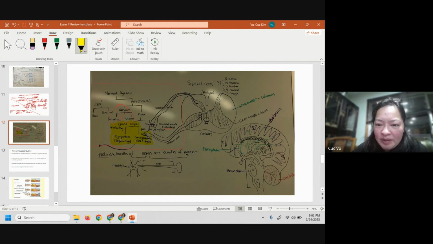Make sure you know about the spinal cord over here, how many nerves you have, the parts of the spinal cord, and how a neuron, whether it's a sensory or motor neuron, would fit into it. Okay, then know the parts of a neuron: the dendrites, the soma, and the axon. And then know the brain, the parts of the brain, and how it's divided. Okay.